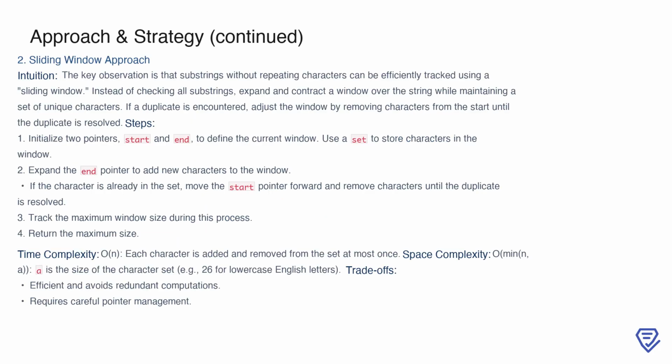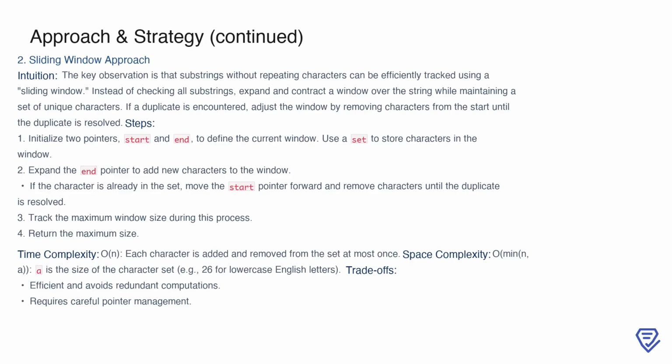An improvement over brute force is the sliding window approach, which is much more efficient. The idea here is to use 2 pointers to define a dynamic window over the string that expands and contracts as needed. As we expand the window by moving the end pointer, we check if the newly added character is already present in the current window, which is tracked using a set. If a duplicate is encountered, we adjust the start pointer by moving it forward and removing characters from the set until the duplicate is resolved. Throughout this process, we continuously track the maximum size of the window that contains only unique characters.